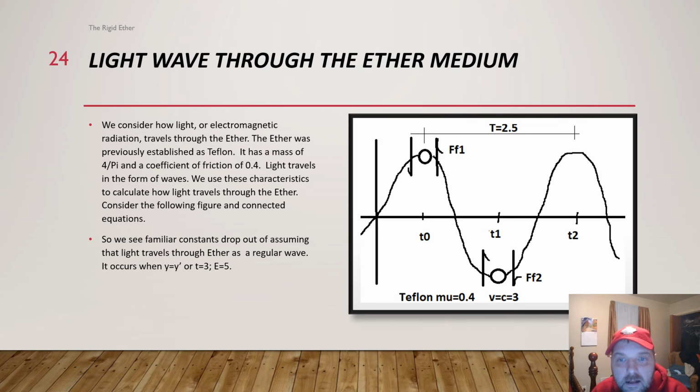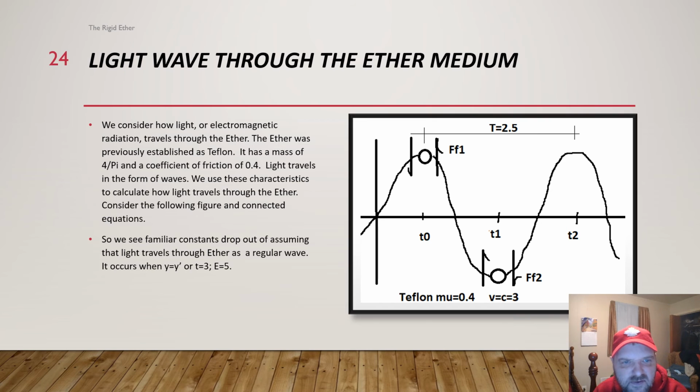So our final topic here is how light travels through a medium. It actually has a medium, which is the ether, which is contrary to what physicists have believed for the last 115 years. So we consider how light or electromagnetic radiation travels through the ether. The ether was previously established as Teflon. It has a mass of 4/pi and a coefficient of friction of 0.4.